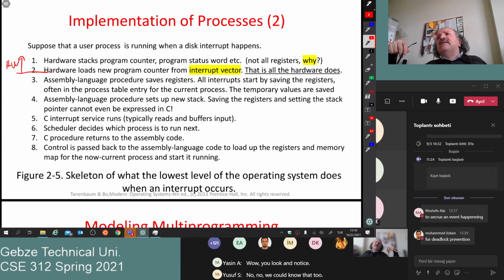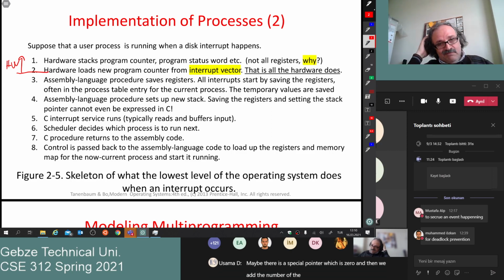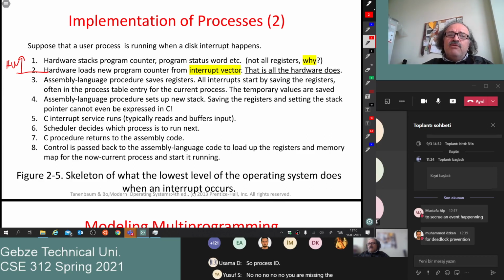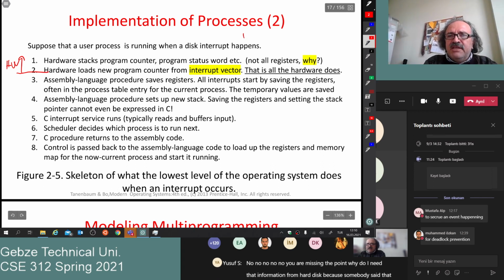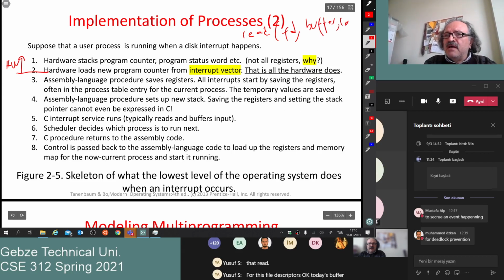Because the operating system did not initiate this disk reading by itself. Somebody has asked it, right? Maybe there is a special pointer which is 0, and then we add the number of the process. So process ID. No. You are missing the point. Why do I need that information from the hard disk? Because somebody said read from this file descriptor, okay, to this buffer 100 bytes, right?